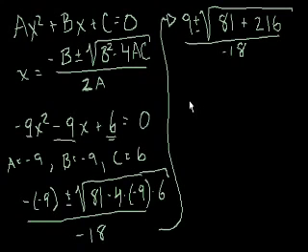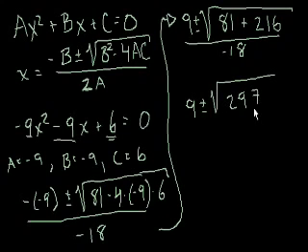So you simplify that more. That's 9 plus or minus the square root of 81 plus 216. That's 80 plus 217. That's 297. And all of that over minus 18.